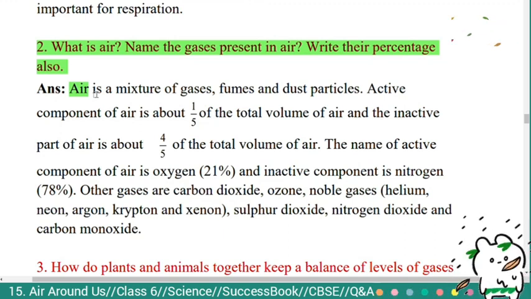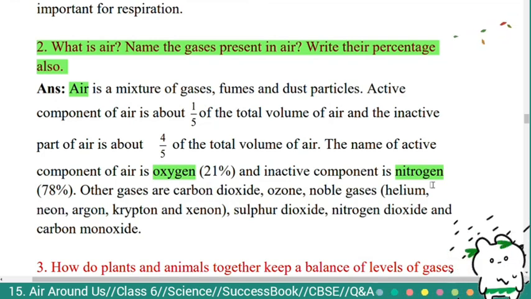Active component of air is about 1/5 of the total volume of air, and inactive part of air is about 4/5 of the total volume of air. The name of the active component of air is oxygen, 21%, and inactive component is nitrogen, that is 78%. Other gases are carbon dioxide, ozone, noble gas. Noble gases are helium, neon, argon, krypton and xenon. And sulfur dioxide, nitrogen dioxide and carbon monoxide.